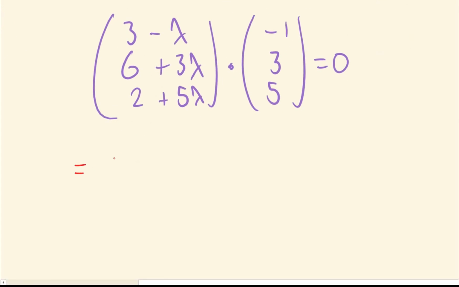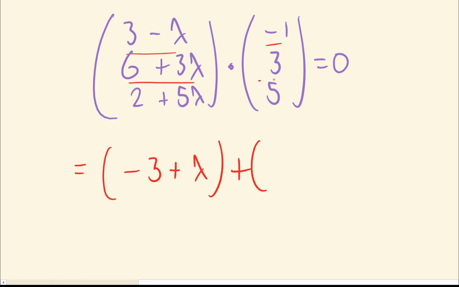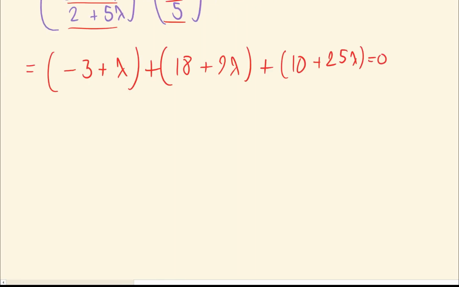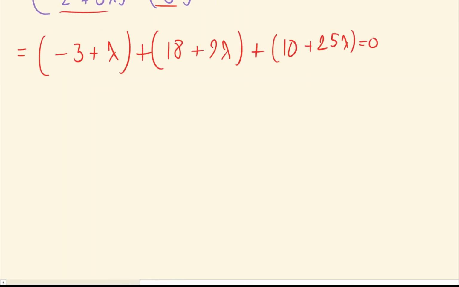So top line, I'm going to get this times this, so it's going to be minus 3 plus lambda, plus, then do this times this, so 18 plus 9 lambda, plus, and then the last one is going to be 10, 2 times 5, plus 25 lambda. Okay, let's probably give a horrid number because I just made these numbers up, but let's go through it. So we add together our numbers, we have 10, 18 and 3, which is 25. We then have 25 plus 9 plus 1, so plus 35 lambda, and that equals 0. Okay, let's check quickly, that seems fine.